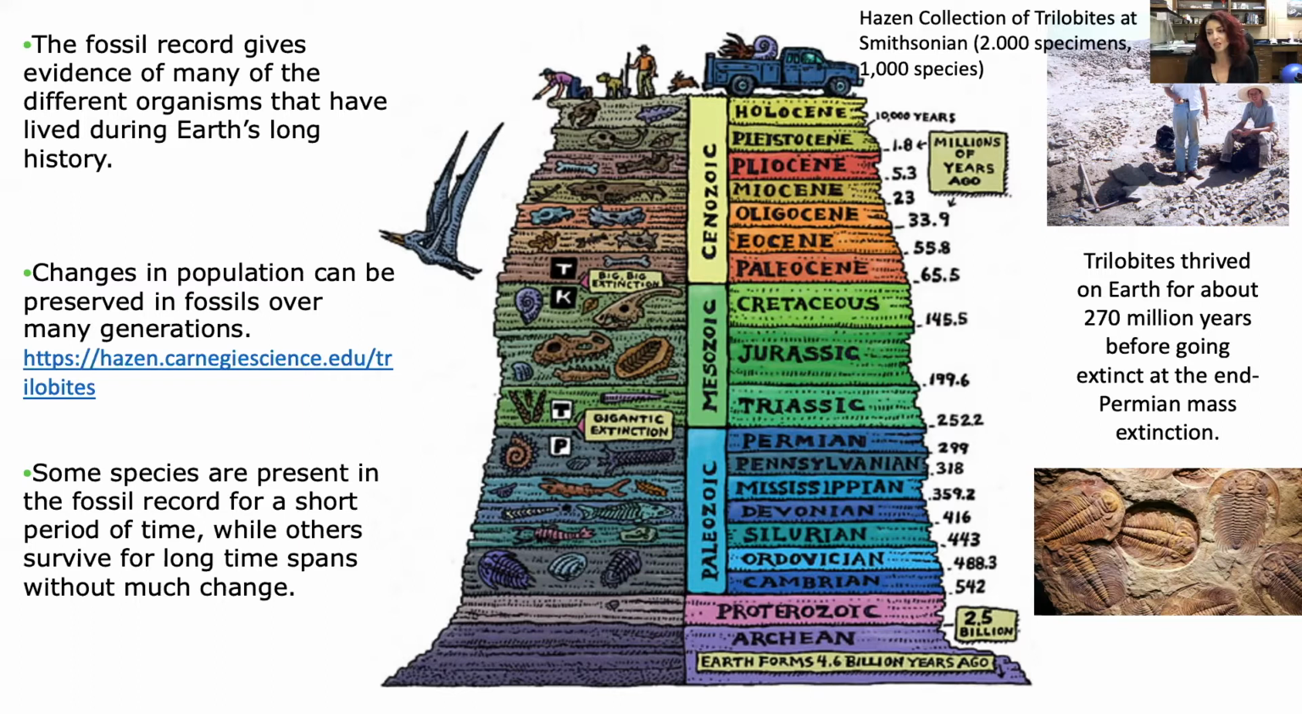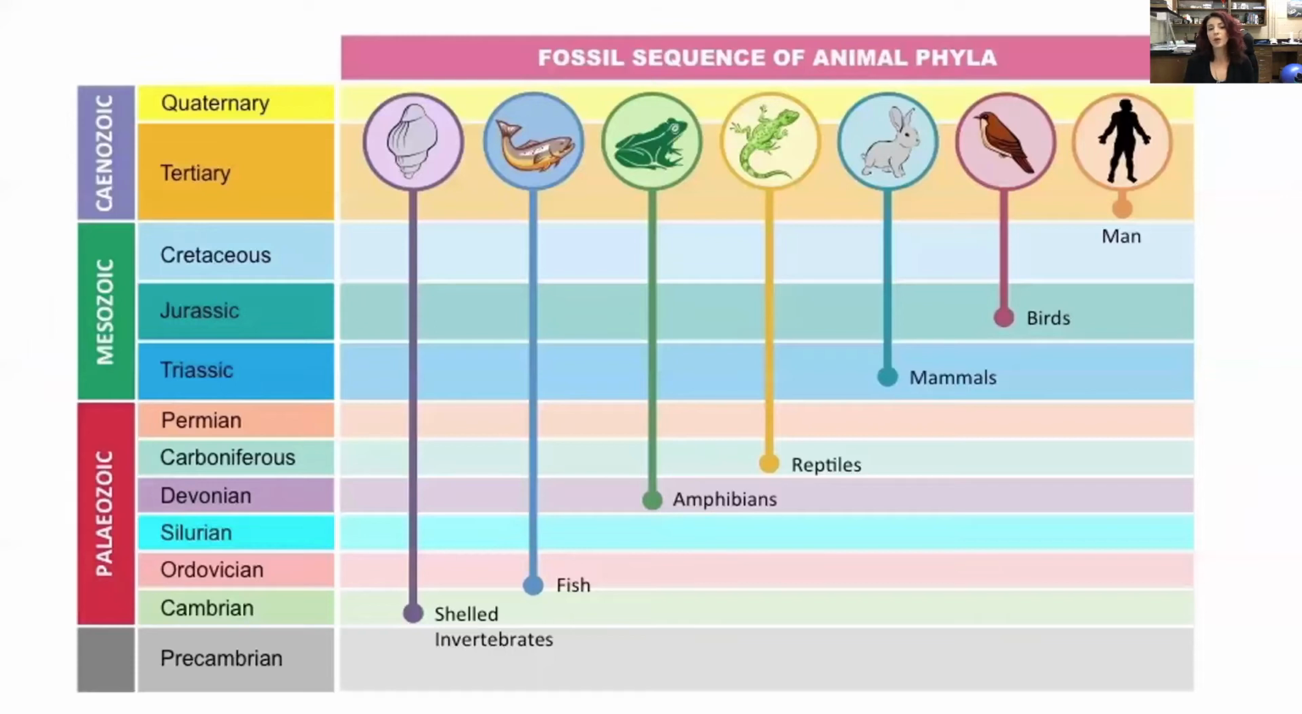So some species are present in the fossil record for a short period of time, while others can survive a long period of time without much change. So that's just taking a look and comparing the different morphologies or the body types of organisms throughout different rocks of different ages. We can track the fossil record of distinct lineages of organisms, both invertebrates without a backbone and vertebrates, by looking at fossils of different ages and different rocks.